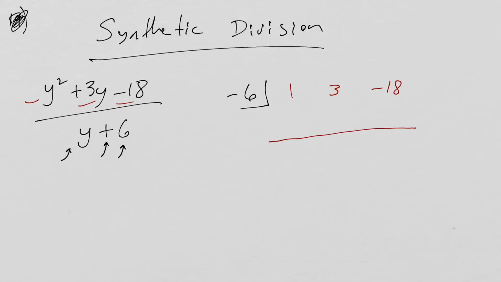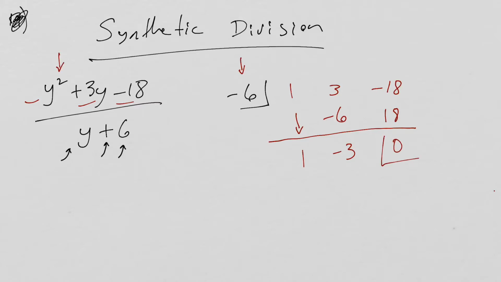Okay. You start by dropping this item down. You get a 1. And then all you do is you multiply this negative 6 here times the 1 to get negative 6. And I put it up in the next spot there. And then I add this column up again. And I get negative 3. And then I take my negative 6 and I multiply it by negative 3. And I get a positive 18. And I add this column up and I get a 0.